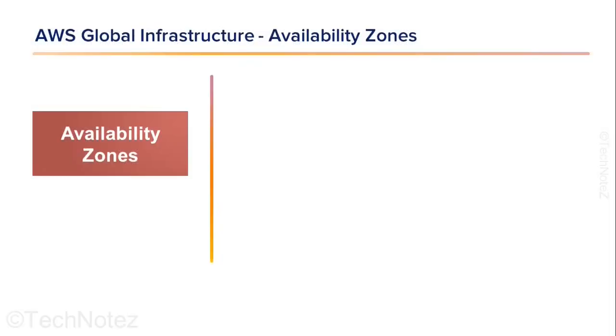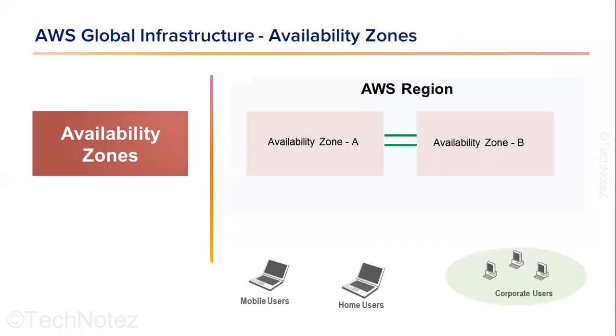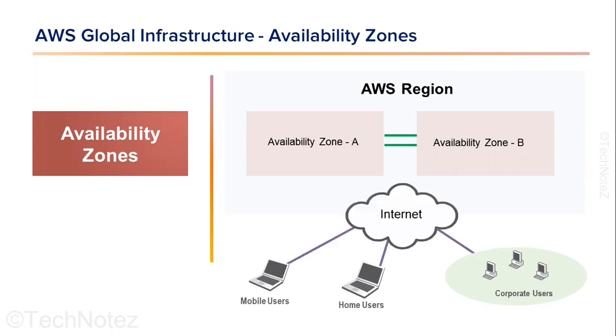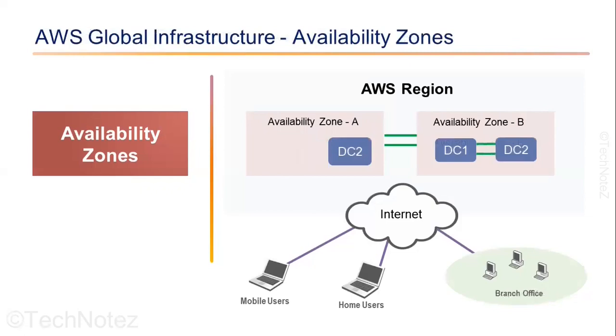So we talked about AWS regions and availability zones. When we plan to host an application on AWS, be it for mobile users, home users, or corporates, we get an option to select the region and availability zone to host the application. Once you host the application, the user can access it via internet or Direct Connect based on your application architecture. When one of the data centers in an availability zone goes down, your application will be accessed via a redundant data center. And in the worst case, if a complete availability zone goes down, you can access your application via a redundant availability zone.